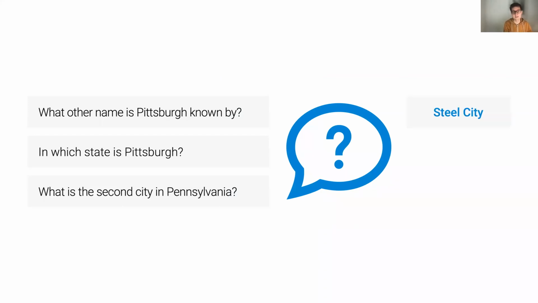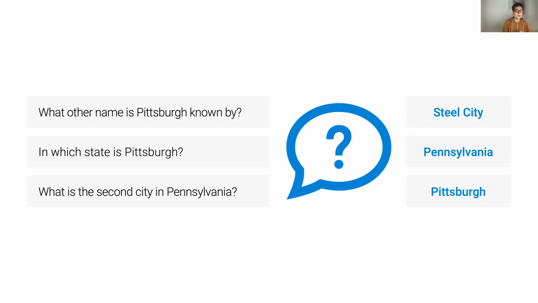So it would, for example, answer the first question with Steel City, the second one with Pennsylvania, and the third one, for example, with Pittsburgh. It's important to note here that, of course, this particular tool also isn't perfect. So there might be some questions that it simply doesn't understand. There might be some questions for which it provides the wrong answer.